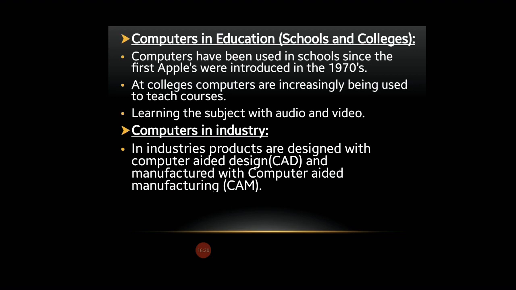So, in industries, they will develop a model before producing a product. So, a model of that product. They will check what are the possibilities, what improvements can be made for that product. For designing the models, these CAD and CAM software were useful.